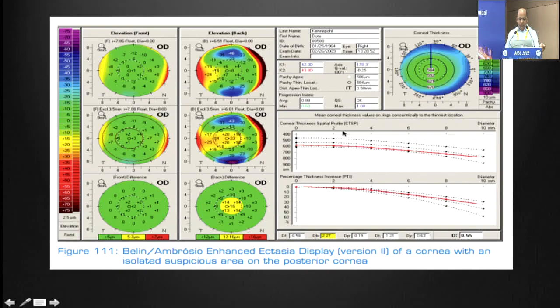So this is a complete Belin scan, and you can see this posterior elevation. There is a problem in the difference map, although the pachymetry progression is normal. You see this value is yellow, so it's suspicious, but finally the D value is in a normal range. So you can do surgery in this case, there is no problem.